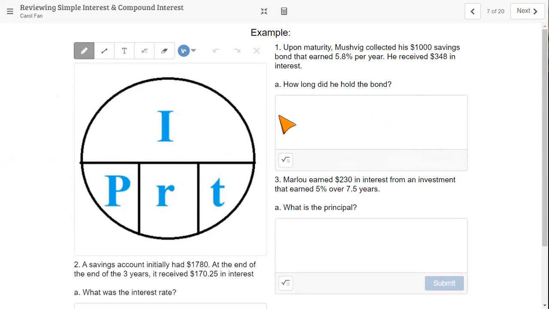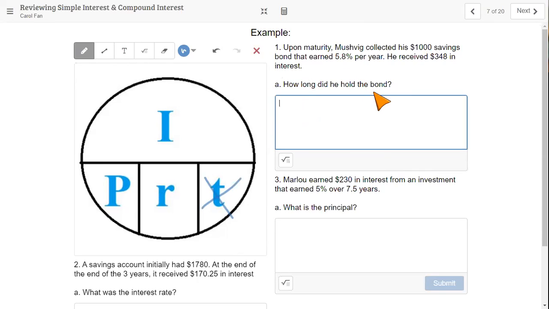Let's do an example based on that. So upon maturity, Mushfig collected $1,000 savings bonds that earned 5.8% per year. He received $348 in interest. How long did he hold the bond? So we're looking for T in this case. I'm going to cross out the T, and I use the equation I over P times R.